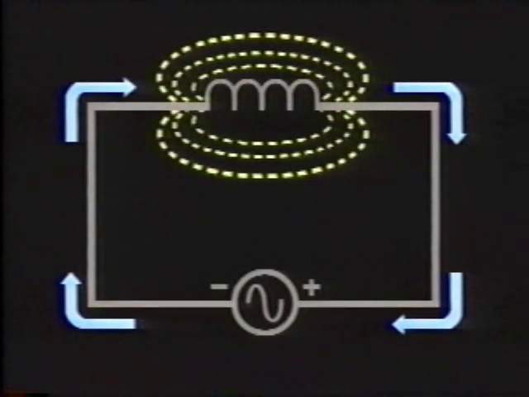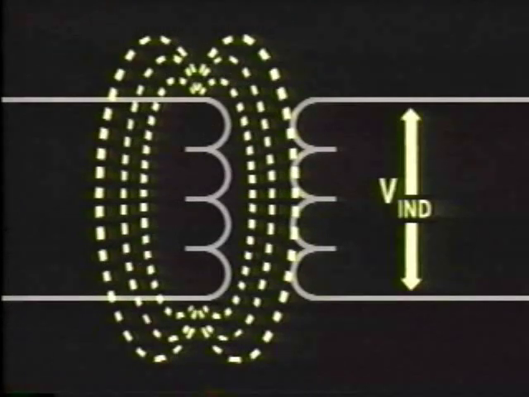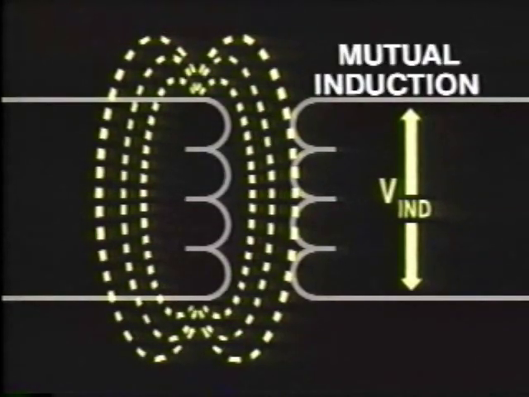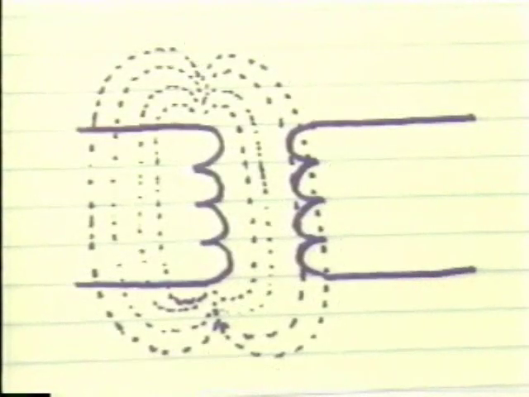You've learned that when AC flows through a coil, a changing magnetic field is generated around the coil. A transformer is made up of two coils in close proximity. If the magnetic field generated by the first coil cuts through the turns of a second coil, an electromagnetic force will be induced in the second coil. This action is known as mutual induction. A transformer only transfers electrical energy from one coil to another by means of a changing magnetic field.